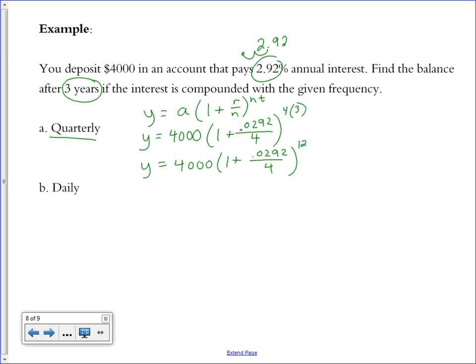If it's compounded daily, only difference is that you're going to redo this problem with a different n. Instead of paying you out 4 times a year, they're paying you out 365 times a year. So your exponent is going to be 365 times 3, and the denominator is going to be 365. And again, you can go ahead and calculate this on a calculator. Just remember to round your final answer to the nearest hundredth because it's money. And that is all.